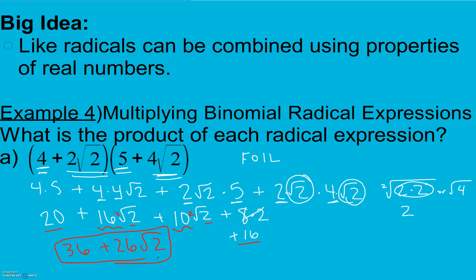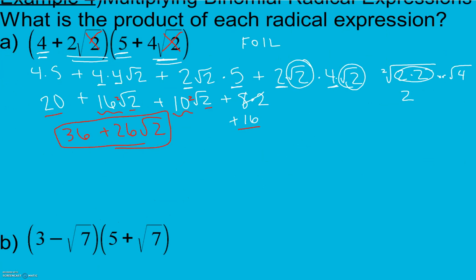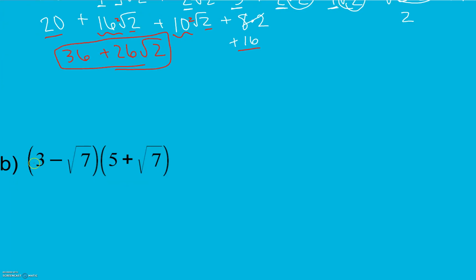So we're going to complete these just like if our radicals were x's, for example. Okay, we'd take x times x, x squared. We'd take our x's different than our coefficients. Same idea here with radicals. So again, a binomial times a binomial, so we are going to FOIL.